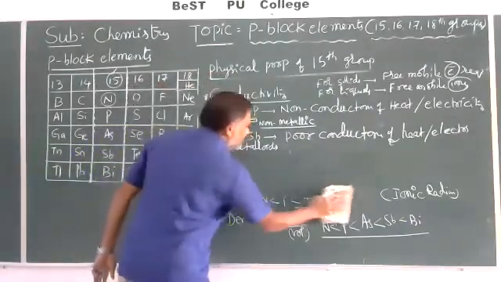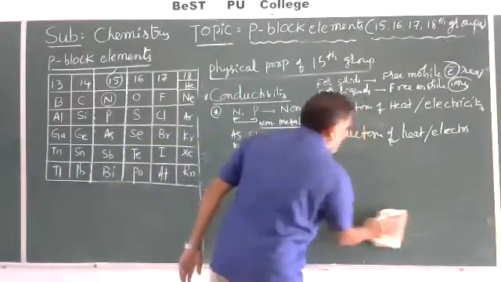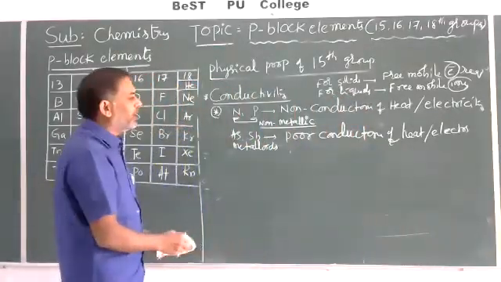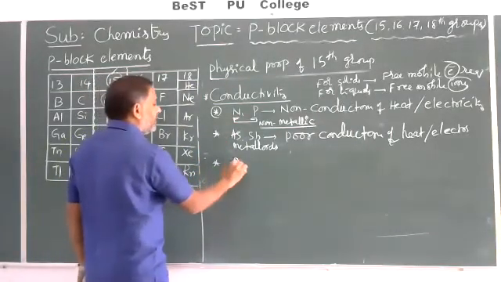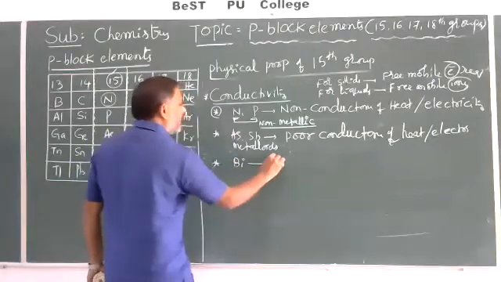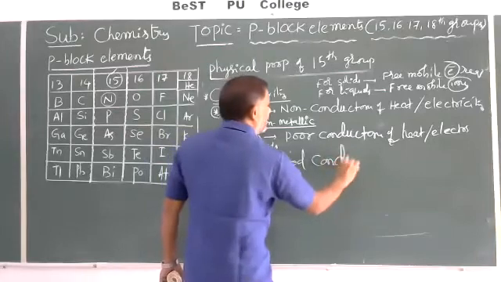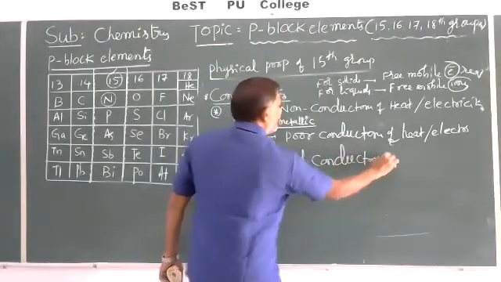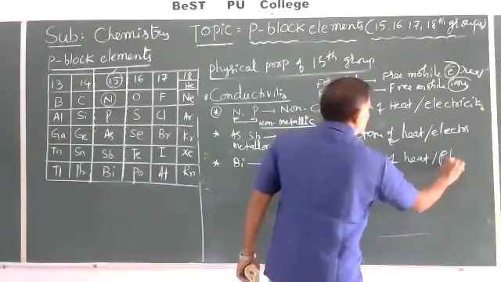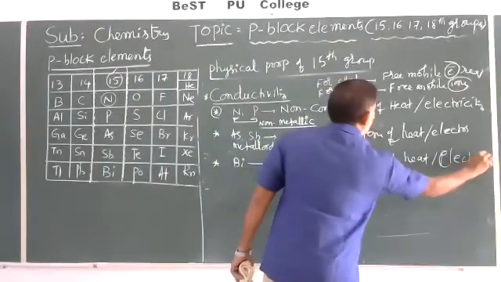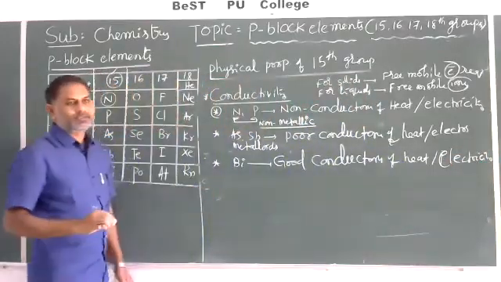Then the last one, bismuth, is a good conductor of heat and electricity, due to the presence of free mobile ions in its metallic structure. Now here the Bi is a good conductor of heat and electricity. So these are some important points about conductivity of 15th group elements.